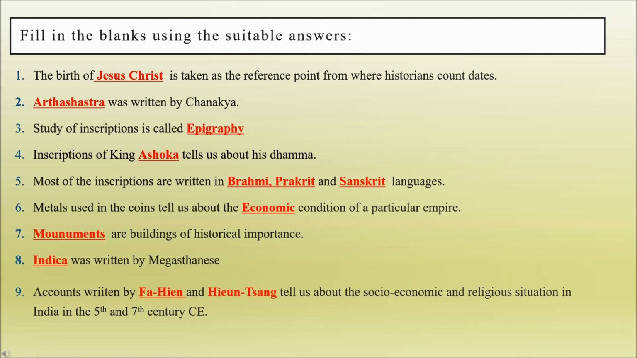Indica was written by Megasthenes. Accounts written by Fa Hien and Hien Sang tell us about the socio-economic and religious situation in India in the 5th and 7th century CE.